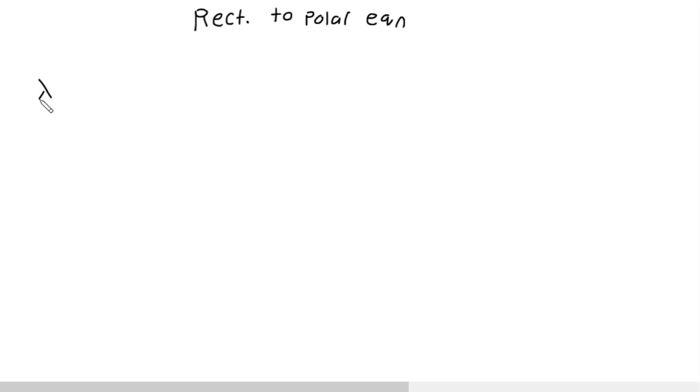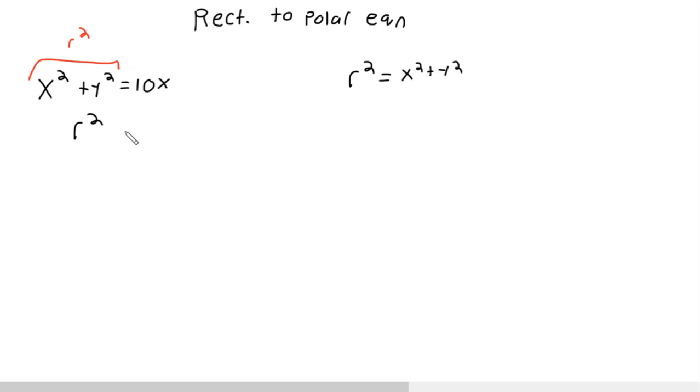So let's say I was given x squared plus y squared equals 10x. Remember, I don't want to work with x's and y's anymore. I want this to be in thetas and r's. So remember that r squared is equal to x squared plus y squared. Look at your table of formulas if you have them written down. I can recognize that this over here is r squared. That's just r squared. So I'm going to write r squared is equal to 10x.